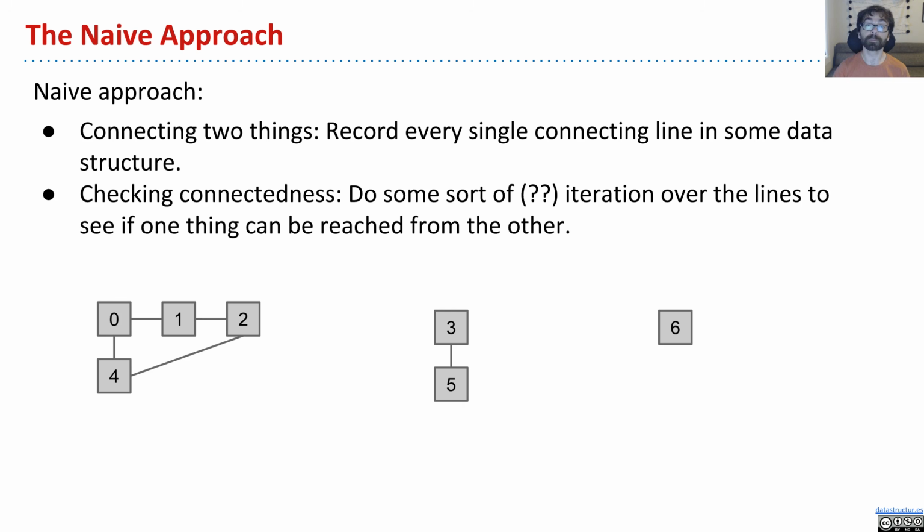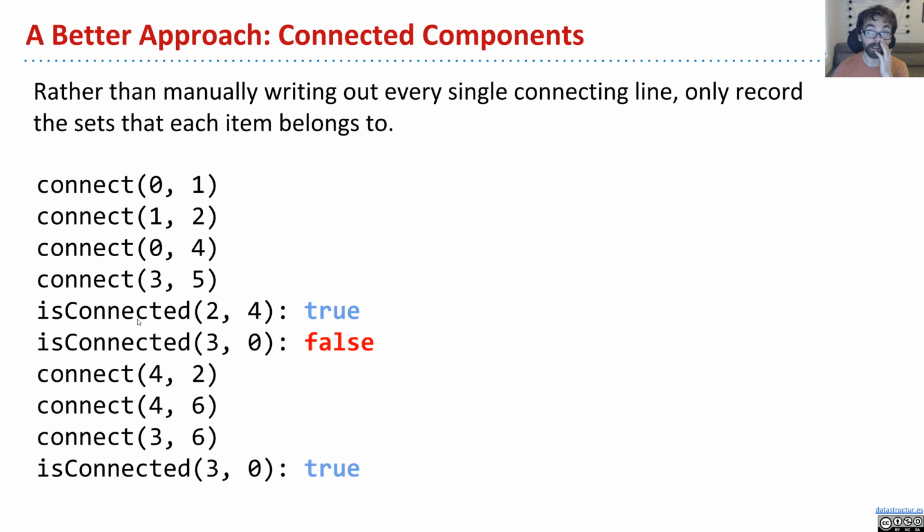And I'm going to make a really important observation that's going to make our lives much better. Specifically, we do not need to actually keep track of each individual line, but instead we can keep track of only the sets that each line belongs to. Or sorry, only the sets that each item belongs to.